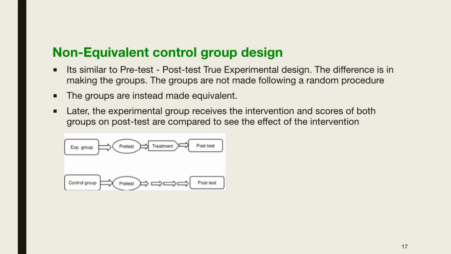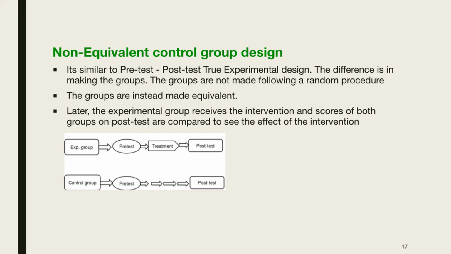The difference is in the making of groups. Actually, in a quasi-experimental non-equivalent control group design, you do not follow a random procedure, or the random procedure of allocating a control group and an experimental group is compromised, which means the groups are not randomly divided, but care is taken to establish equivalence between the groups. Later, the experimental group receives the intervention and scores of both the groups on post-test are compared to see the effect of intervention.